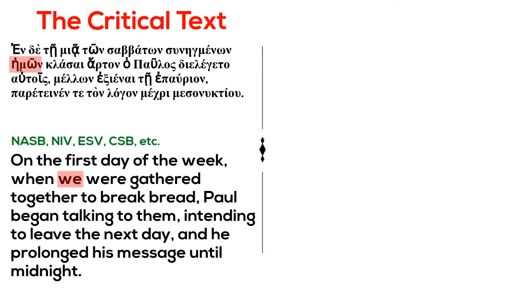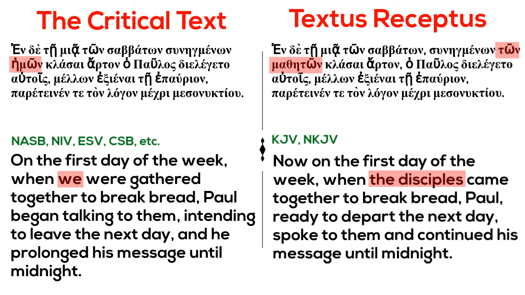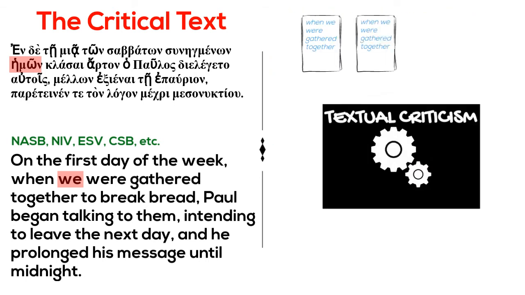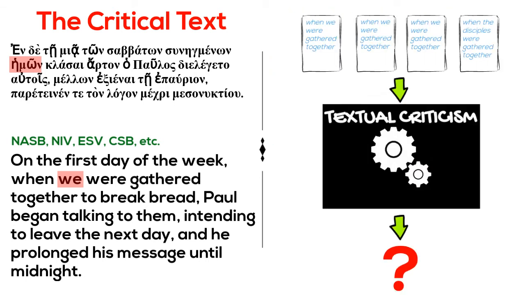Consider these variant readings from Acts chapter 20 verse 7 from the Textus Receptus and the critical text. In this instance, the critical text uses the word "we," and the Textus Receptus uses "the disciples." Which reading was more likely the one the author of the book of Acts wrote in his original document? In this particular example, modern scholarship leans in favor of the word "we." Textual criticism tries to determine which reading is more probable when such a discrepancy arises.